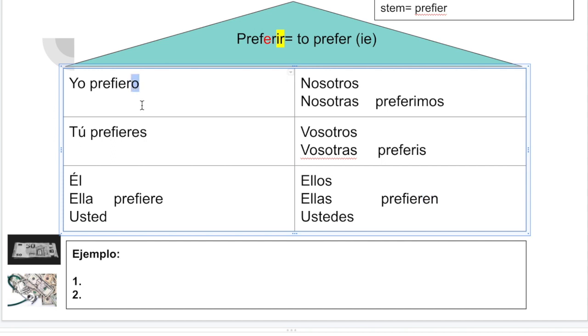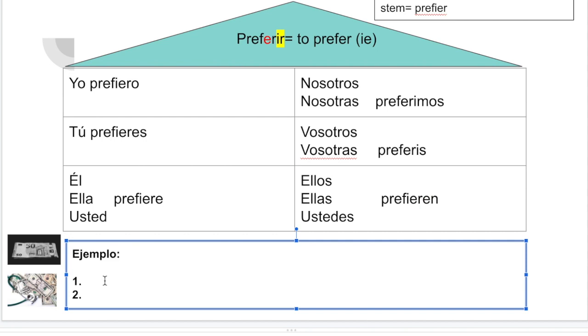Again, O, es, e, imos, is, en. Ejemplo. Yo prefiero pagar en efectivo y usar euros.